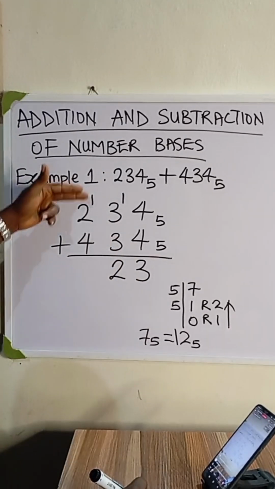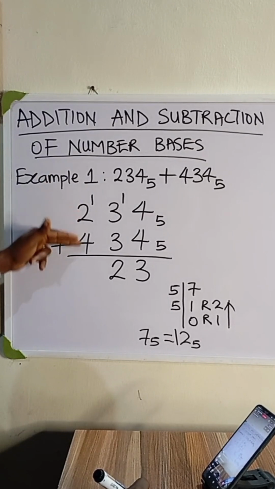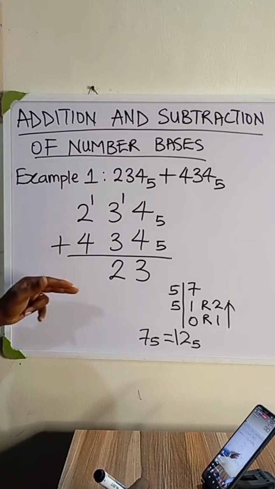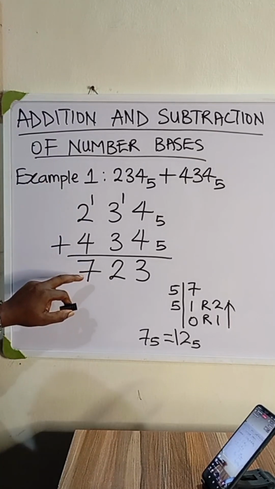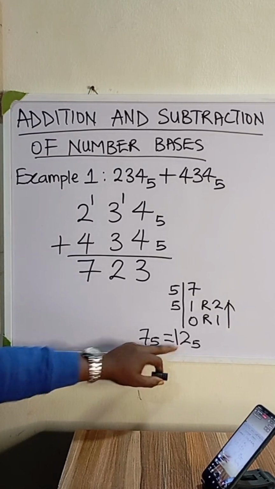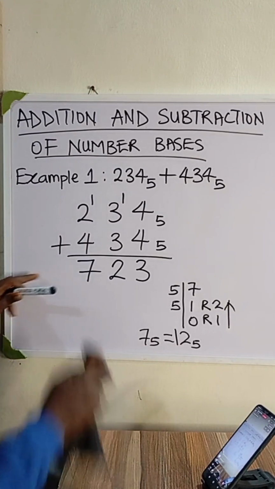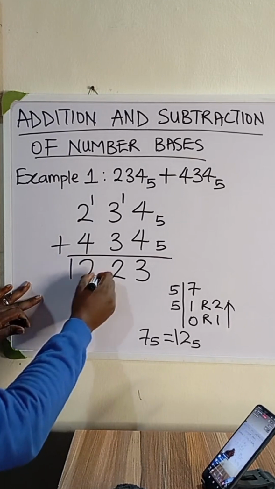So next, we add this. 1 plus 2 gives us 3. 3 plus 4 gives us 7. So we have 7, but 7 base 5 is wrong. We already know that 7 base 5 is the same thing as 12. So instead of having 7 here, we are going to eliminate 7 and put 12.